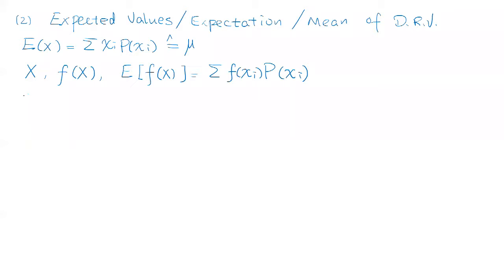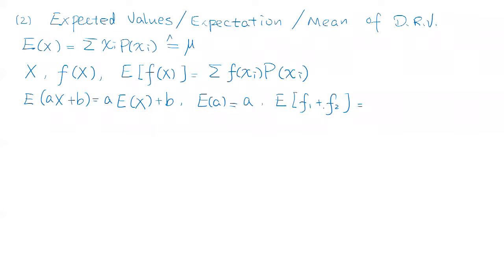Okay, and there are some properties of the expected value, such as: for any given constant, the expected value is always itself. And for any given number of functions, the expected value of the sum of the functions is the expected value of function 1 plus the expected value of function 2.